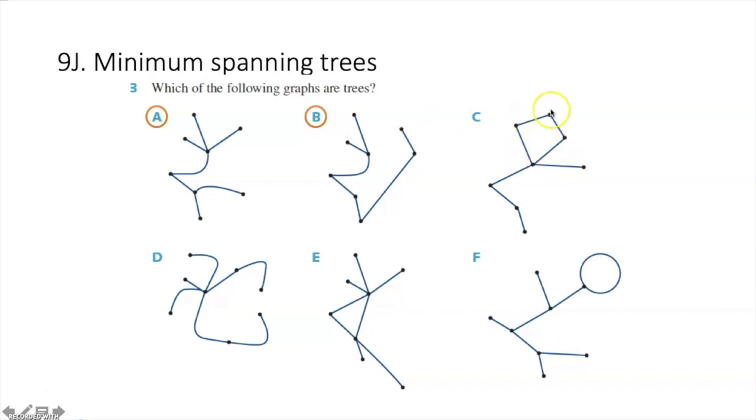C, we have a cycle, so it is not a tree. And we also have D and E again. We have a cycle here, and then we have a loop there.